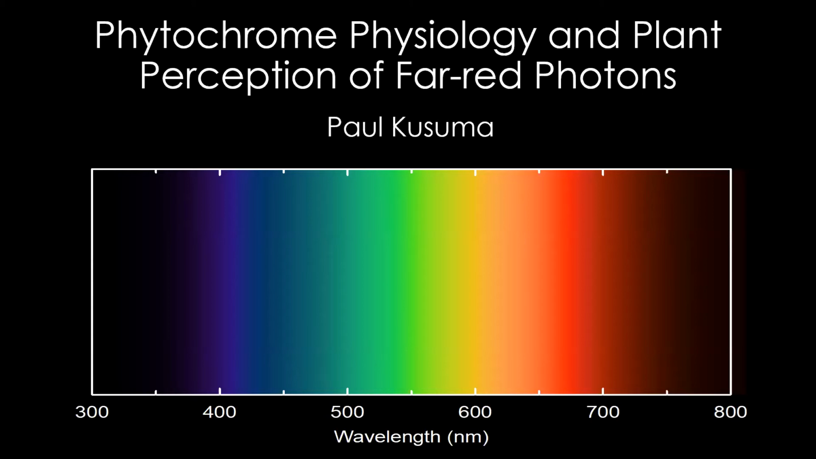Here's a good point to say that I'll be using the word light and photons fairly interchangeably throughout this talk, but photons is really the more appropriate term. So if we look at red here, far red is just farther on in this direction, and our eyes aren't too sensitive to it. It appears as dim red light to us, but it has big effects on plant growth.